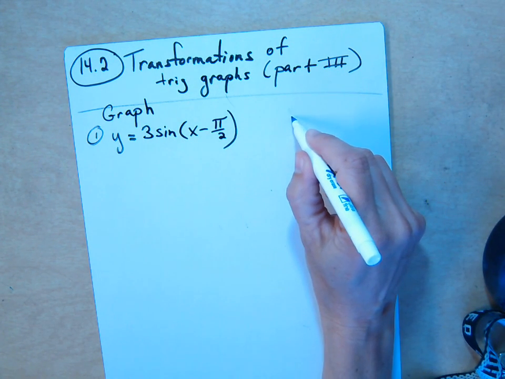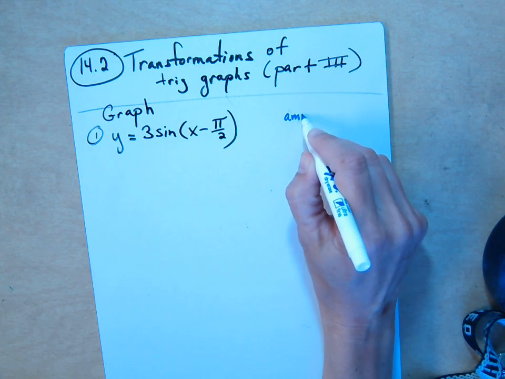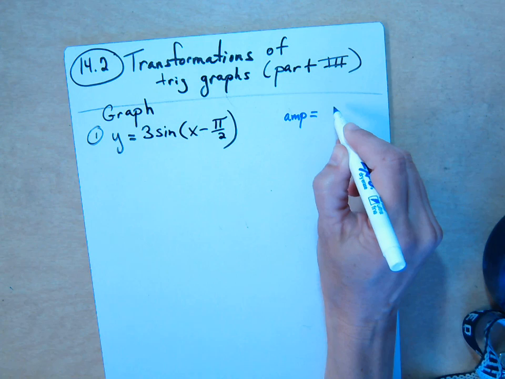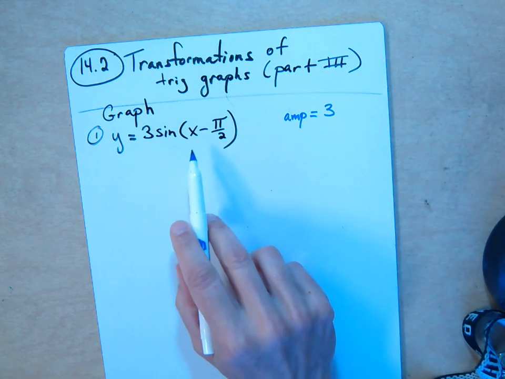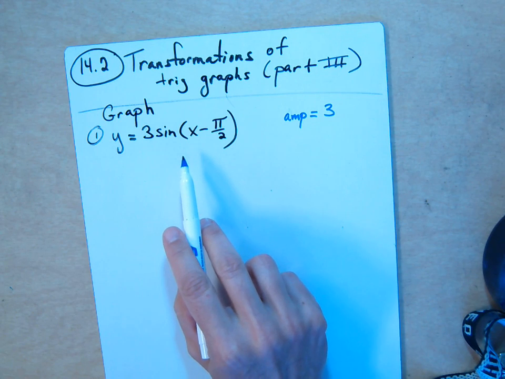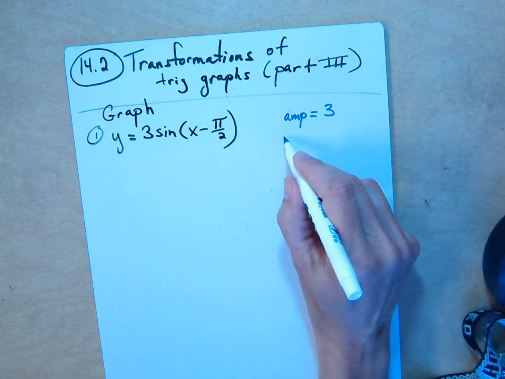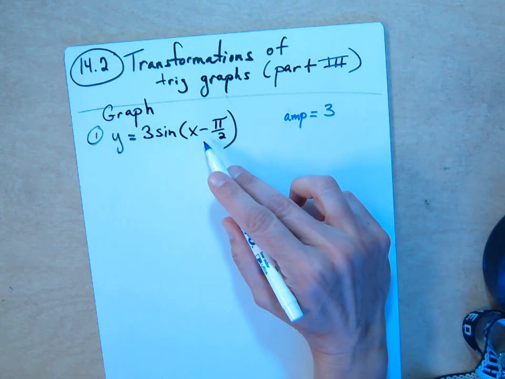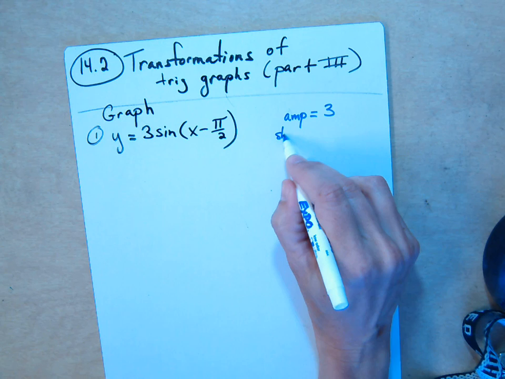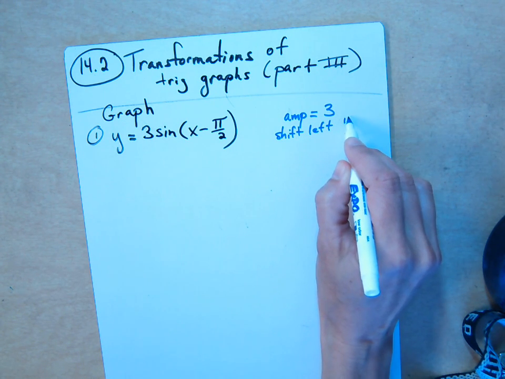It affects y, and it's called the amplitude. So the amplitude equals 3, right? The absolute value of that is 3. Good. The other thing that makes this different than y equals sine x is this minus pi over 2. What does that do? Good. It shifts it to the left, pi over 2.